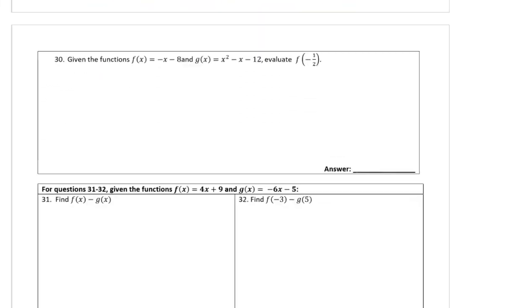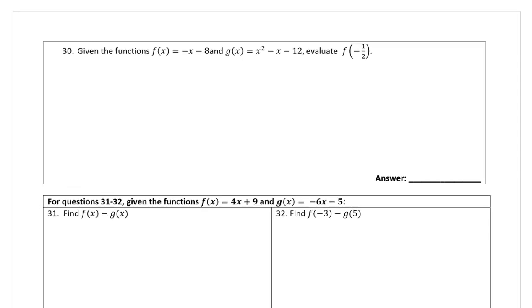Okay, we have another evaluation here, so given our f and g, we're told to evaluate f of -1/2. So I'm just going to plug into here. So I'd have negative, and then I use parentheses again when I substitute, -8. Okay, so this is another one I'm going to suggest we utilize a calculator for, just to avoid any typographical errors. I'm just going to do it by hand in case you wish to do it that way.